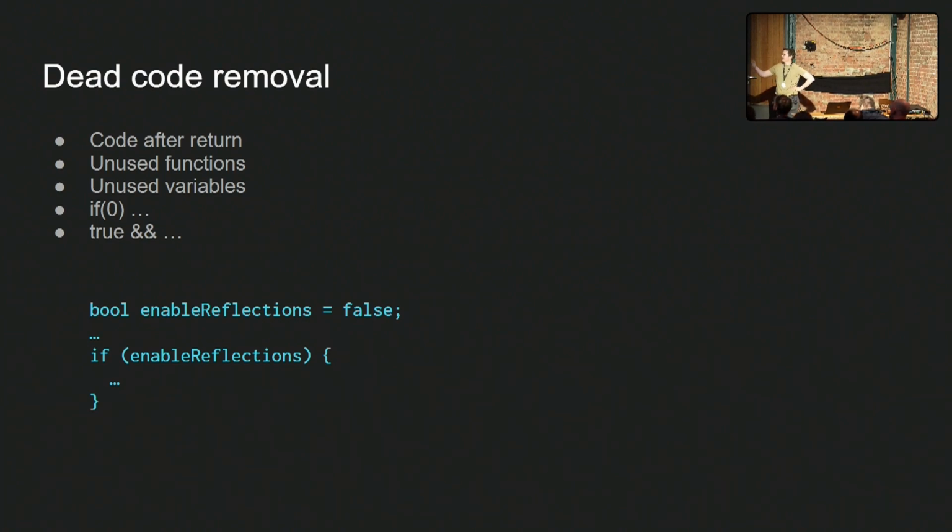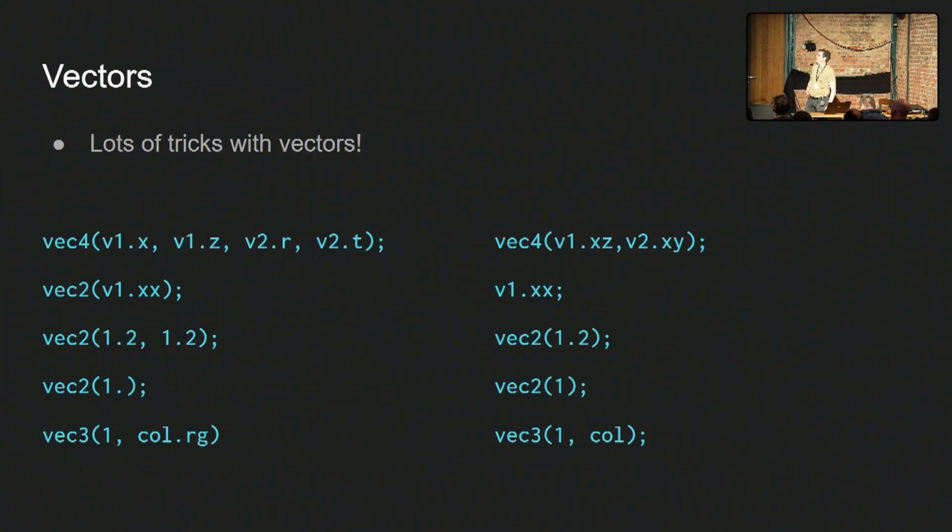If you have this kind of a statement with a Boolean and then ifs somewhere, sometimes it's useful to have this kind of code, and Shader Minifier will just take care of this. It will inline these enable reflections, and then notice, well, it's just if false, so I can just delete all of this. With vectors, there are lots of tricks. Just some examples here. First, the vector fields are renamed to always use X, Y, Z, W instead of RGBA, for example.